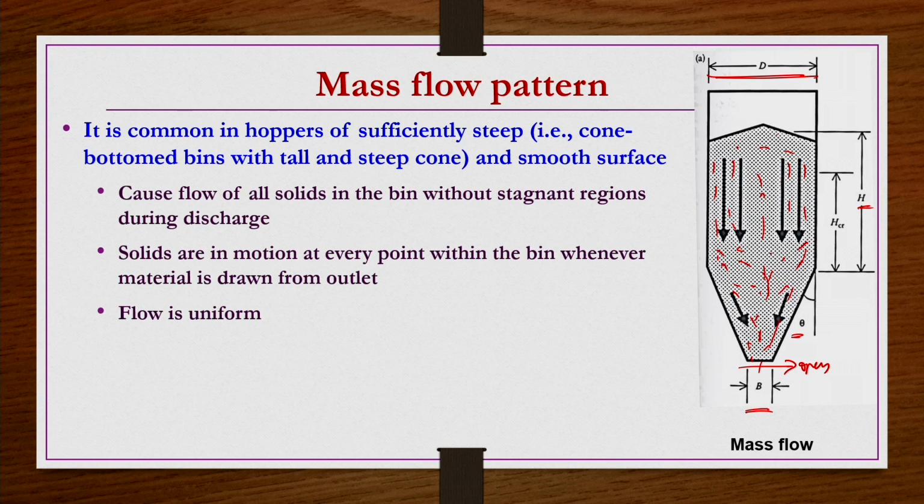In general, if you do not have complete mass flow, then you may not have a uniform flow rate at different intervals. Whereas in mass flow pattern bins, if the mass flow pattern is developed, then the flow would be uniform irrespective of the time, except the initial time that is required to develop the steady state. Mostly the flow would be of a uniform nature.